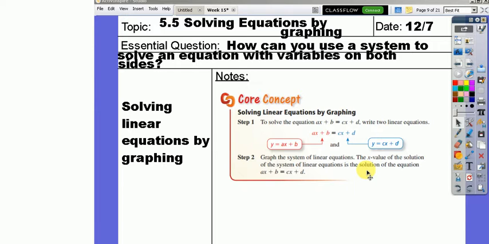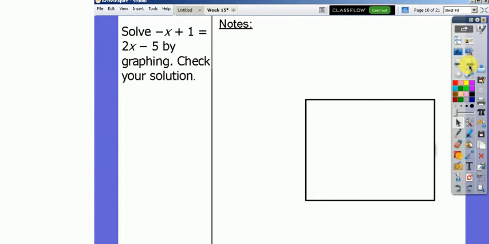So as you can see there with that core concept, it says just simply set the equations equal to each other for step 1, then graph the system separately, right? The x value of the solution of the system of linear equations is the solution of the equation ax plus b equals cx plus d. Do you have any questions about that? All right. So go ahead and write that down, and then we will solve it.